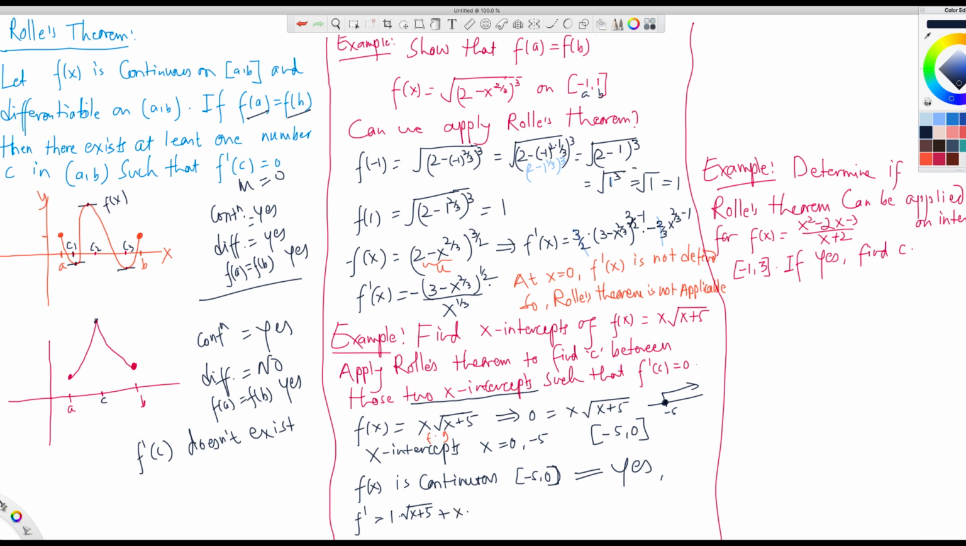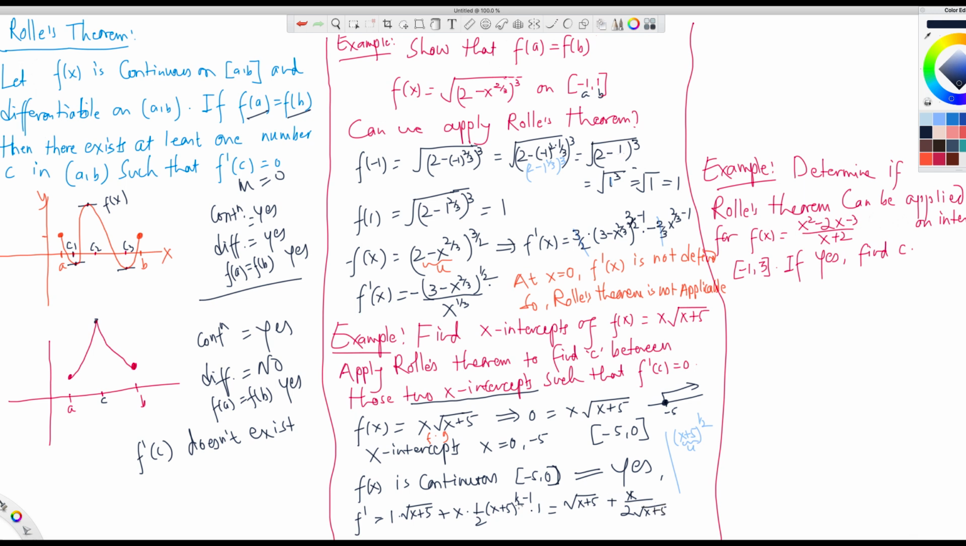What is the derivative of root under x plus 5? It's x plus 5 to the 1/2, right? This is like a u, so u to the 1/2. How do you write the derivative of that? It will be 1/2 times u, x plus 5, to the 1/2 minus 1, times the derivative of u. The derivative of x plus 5 is just 1. So if you simplify that, you will get root under x plus 5, and then plus x over 2 root under x plus 5. This is what you will get.